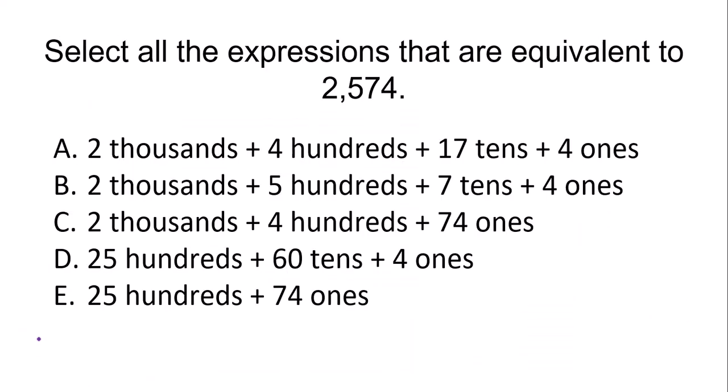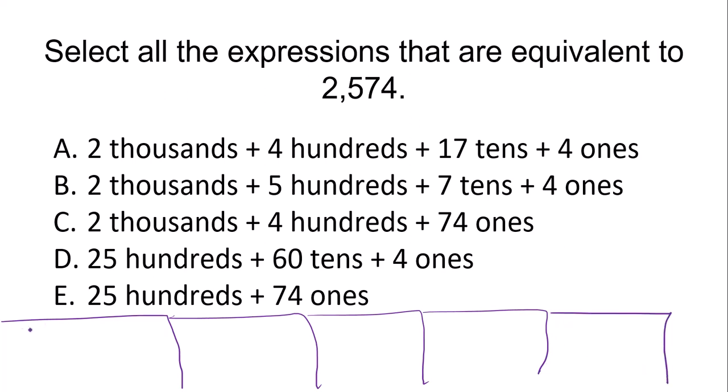Excellent. Let's keep going. Select all the expressions that are equivalent or equal to 2,574. So let's go ahead and give ourselves some space down here again to select either A, B, C, D, or E. So this is the A spot. Let's work out the A's. 2,000. 4 hundreds. And then 17 tens. 17 tens simply means I'm going to have a 0 at the end, so I'm going to write 17 and 1 zero at the end. 4 ones is written like that. Okay, 4, 7, 4 plus 1, that's 5.